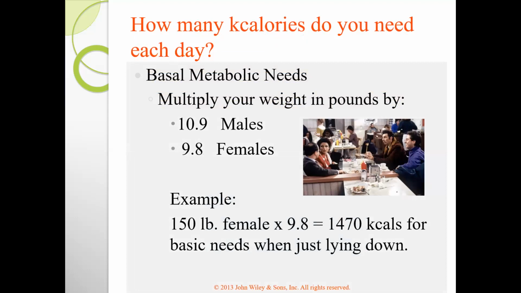So one activity that's interesting to do is to calculate your own basal metabolic needs. And this is one calculation you can use. Multiply your weight in pounds by this number, if you're a male or if you're a female. There's an example here down at the bottom. A 150-pound female multiplied by 9.8, that factor, and then that's about how many calories she would need for the day just lying around. That doesn't mean there's extra physical activity going on.